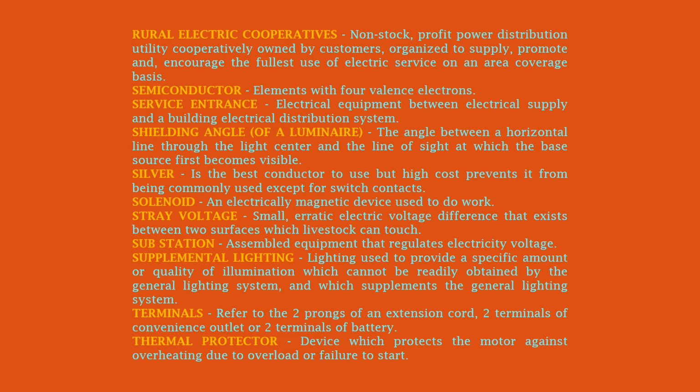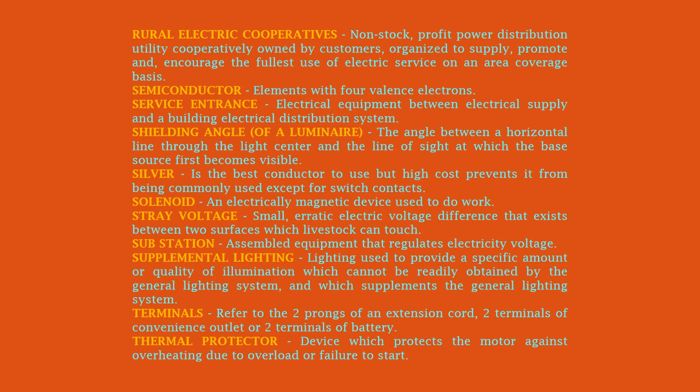Shielding angle, of a luminaire. The angle between a horizontal line through the light center and the line of sight at which the bare source first becomes visible. Silver is the best conductor to use, but high cost prevents it from being commonly used except for switch contacts. Solenoid, an electrically magnetic device used to do work.